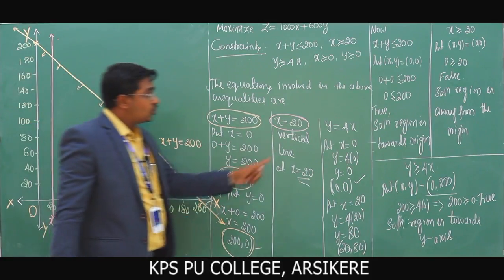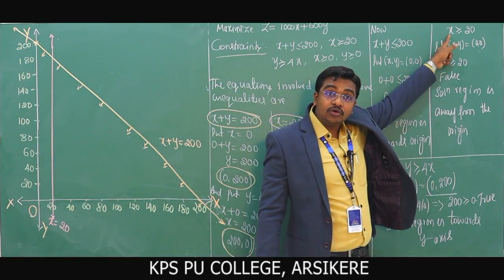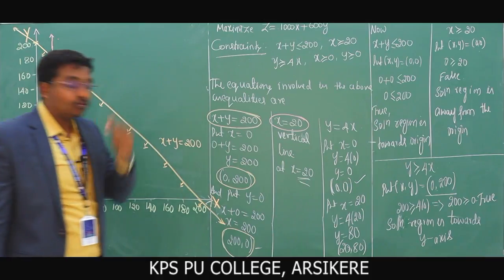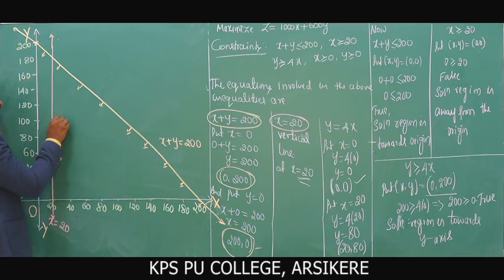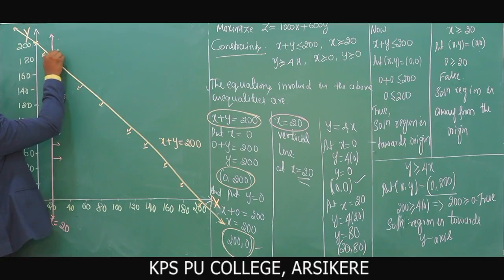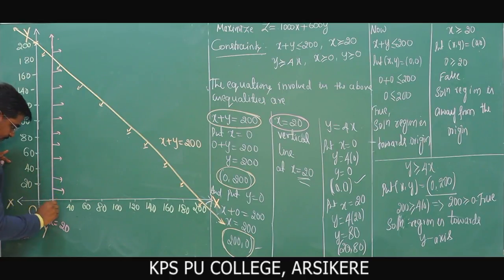Similarly, x greater than or equal to 20. Observe the second inequality here. X greater than or equal to 20. It means if you substitute x is equal to 0 and y is equal to 0, the inequality becomes false and the solution region is away from the origin. So this is your origin. Away from the origin means here, to the right of the line x is equal to 20. So this represents the solution region for x greater than or equal to 20.